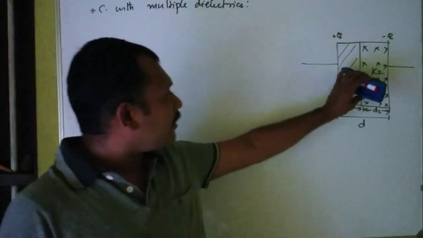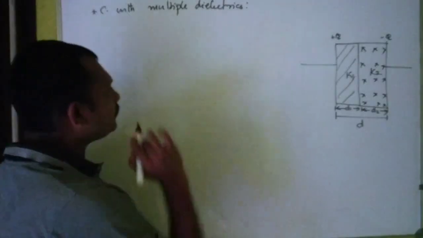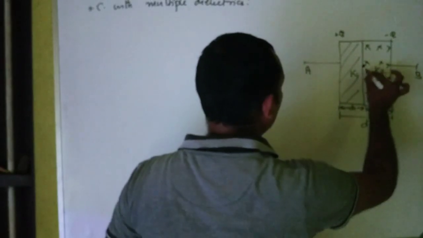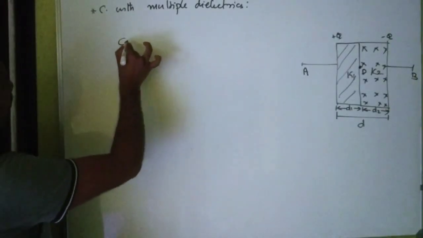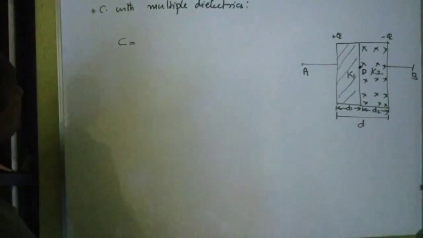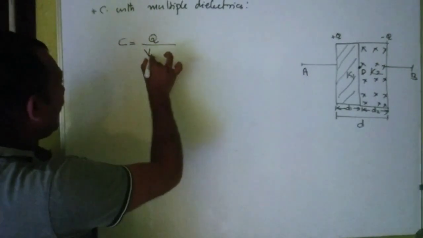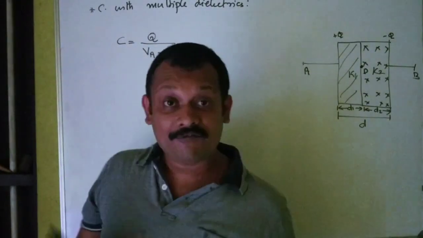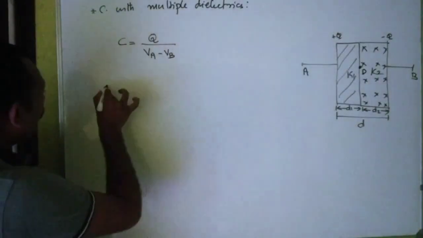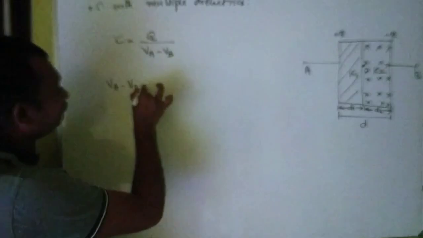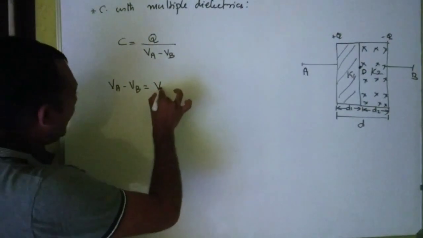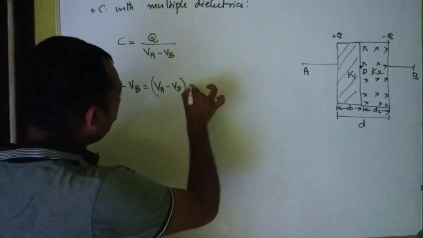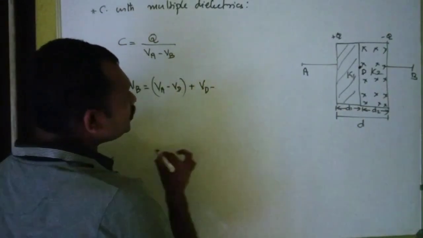One way you can solve is to consider them as two capacitors in series combination, but let us follow the other method that we have learned. This is A and this is B. Let me call the intermediate point D. First of all, we can write the formula for the capacitance of the combination. Capacitance is equal to Q divided by VA minus VB. Just like in the previous discussion, our concentration will be on finding the value of VA minus VB. Right. Okay, so what's our next step? VA minus VB is equal to VA minus VD plus VD minus VB.